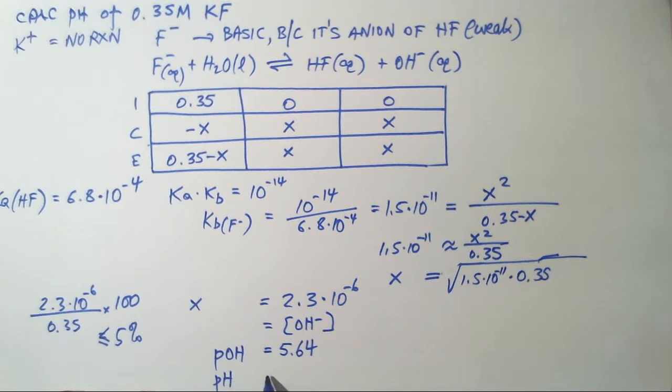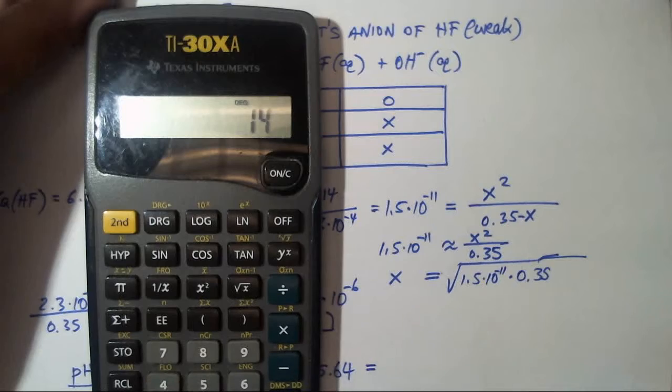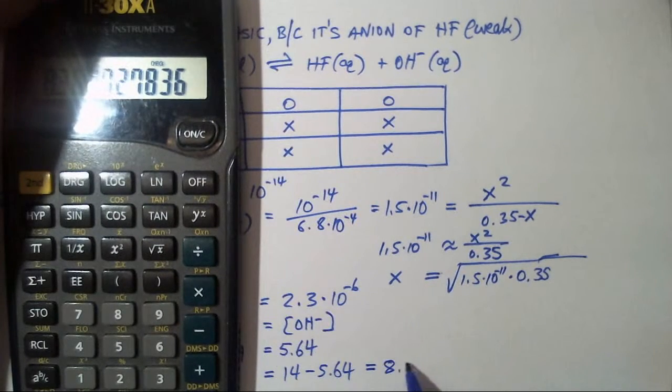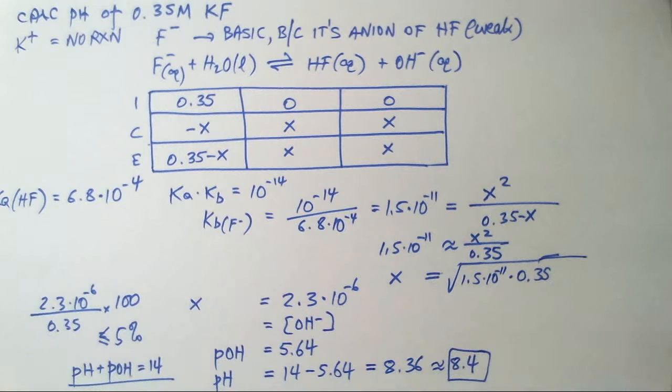The pH, which is defined as the negative log of the hydronium concentration, H3O plus, or you could say H plus for short, is going to be 14 minus 5.64. Because remember, pH plus pOH is equal to 14. Now that's a pretty important formula. So if we subtract that, and what I'm going to do is just put a minus in front and add 14, which is the same as subtracting it, we get 8.36, or I suppose you could say 8.4. So 8.4 would be the pH of this 0.35 molar KF solution.